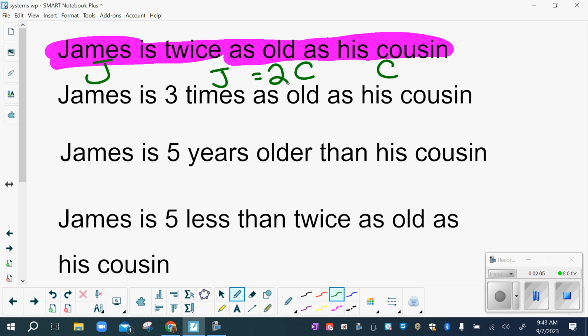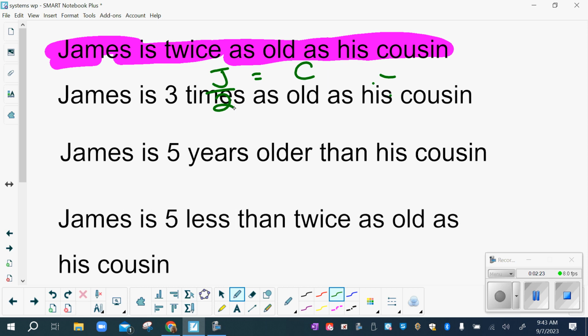Now, here's what's interesting. For some of you, you could do the other way. You could say, hey, I got James and I got the cousin. What could I do to James to make him the same as his cousin? I could cut him in half. But you know what? I don't like fractions, so I don't do that, right?